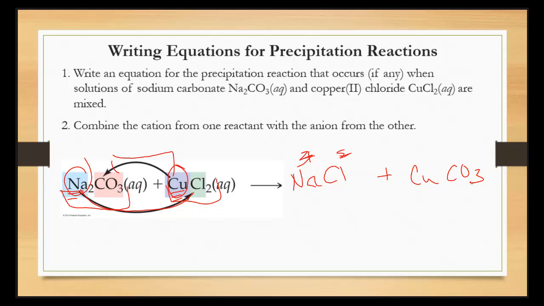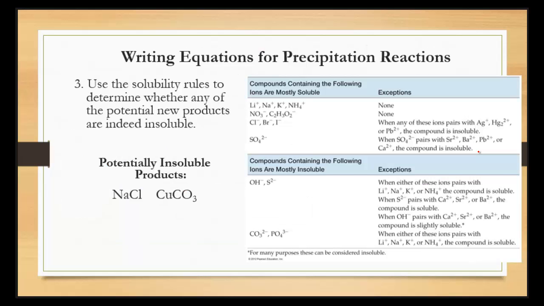Copper is a transition metal, so we need to figure out the charge. Because that 2 there is a +2 up here. Carbonate is a -2, it's a polyatomic ion. The only reason why this 3 came over into the product side is because carbonate is a polyatomic ion, and that stays together as a group. Crisscross it and it becomes 1 and 1. So these are our potential products, NaCl and CuCO3.